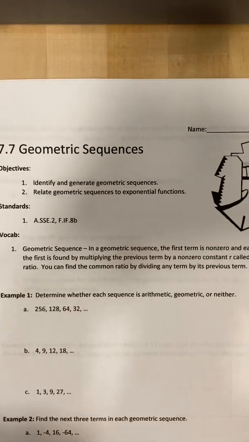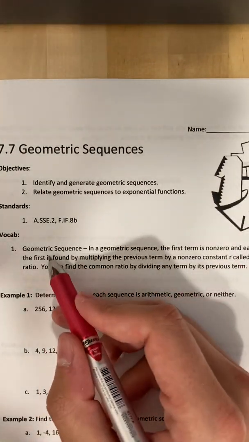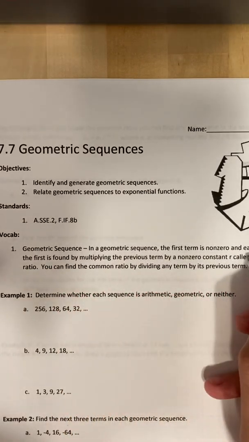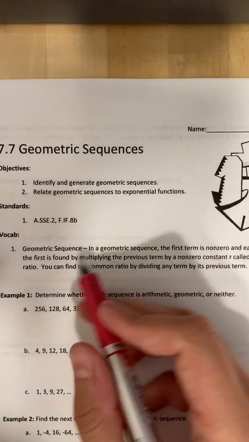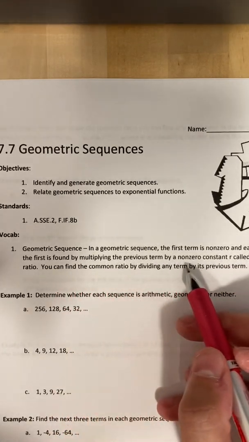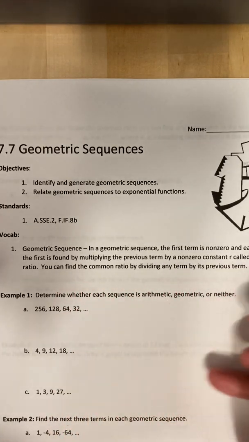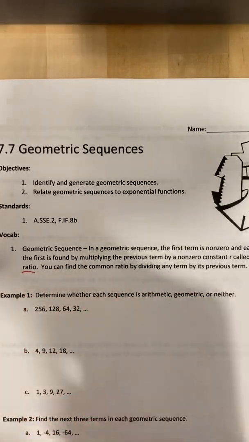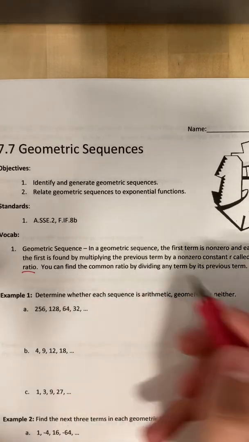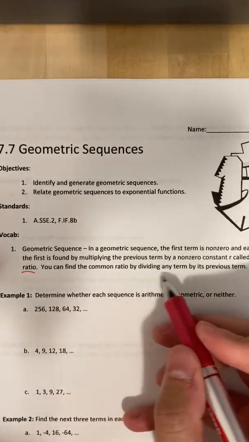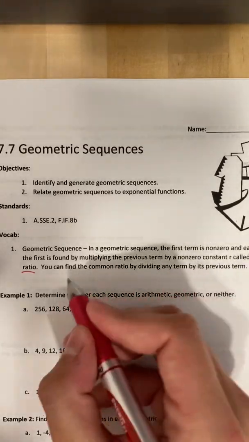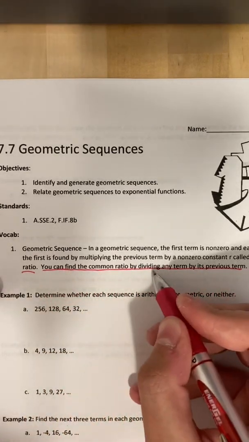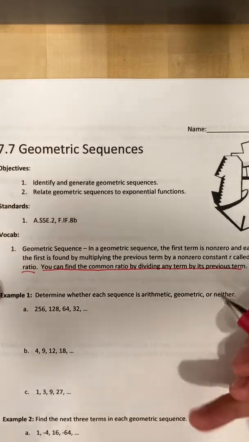All right, let's take a look at the vocab. Geometric sequence. In a geometric sequence, the first term is non-zero, and each term after the first is found by multiplying the previous term by a non-zero constant r called the common ratio. Common ratio, this is going to be very important, so we can underline that. You can find the common ratio by dividing any term by its previous term, also very important.